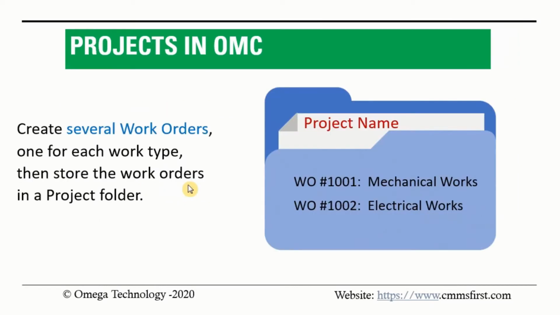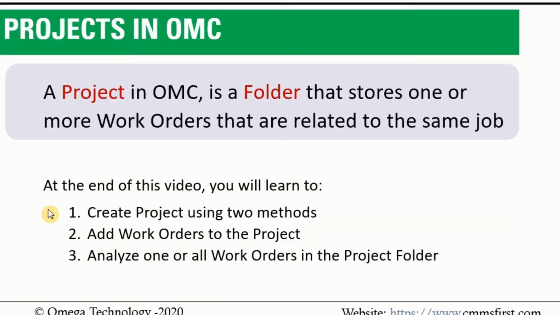The second method is to create a separate work order for each work type, and then link the work orders together in a project folder to show that they are related to the same job. In this method, you will retain the ability to analyze the job as a whole, or separately based on each work type. In summary, a project is simply a folder that stores work orders that are related to the same job.